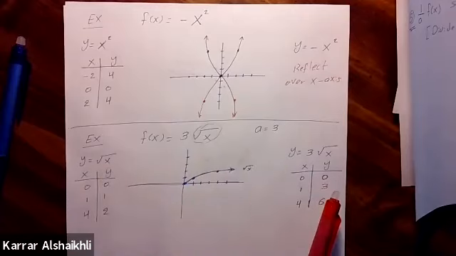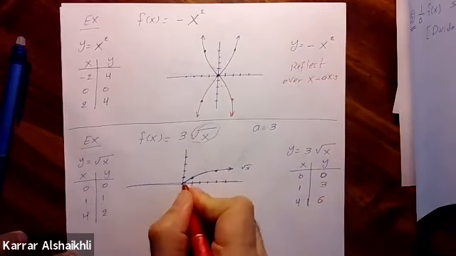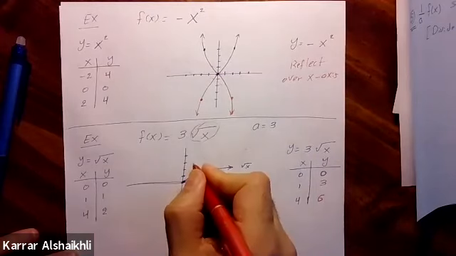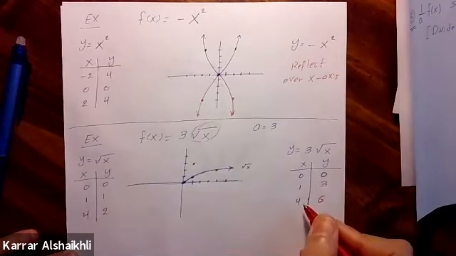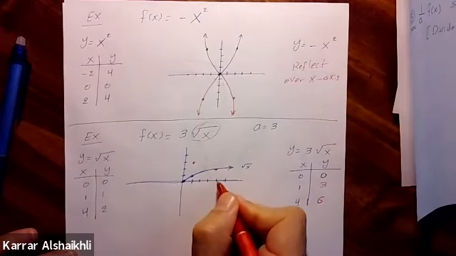0 times 3 is 0. 2 times 3 is going to be 6. Now here is the new graph: 0, 0, 1, 3, 4, 6. Graph these points, you will get the graph of the new function, and you will see its vertical stretch. Let's see, 0, 0 here, 1, 3, this is the 1, 1, 2, 3, it's going to be here, 4, 6. This is the 4, 1, 2, 3, 4, 6.